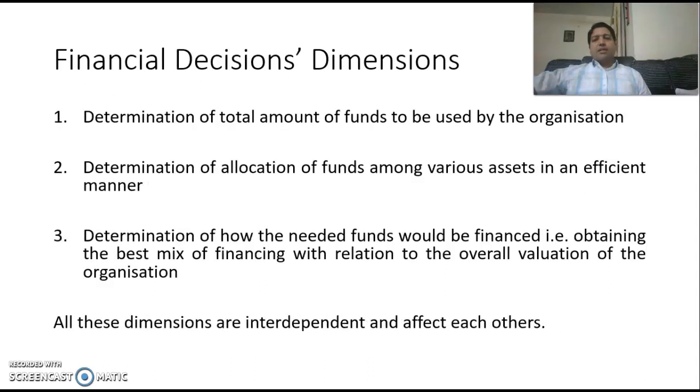In financial decisions, there are majorly three dimensions. The first is the determination of the total amount of funds to be used by an organization, so the availability of funds. Second, determination of the allocation of funds among various assets in an efficient manner. Third, determination of how the needed funds would be financed, that means obtaining the best mix of financing in relation to the overall valuation of the organization. These three dimensions are interdependent and affect each other. So in financial management, there are critical decisions related to where funds will come from, where they will be allocated, and how they will be utilized for further development of an organization.